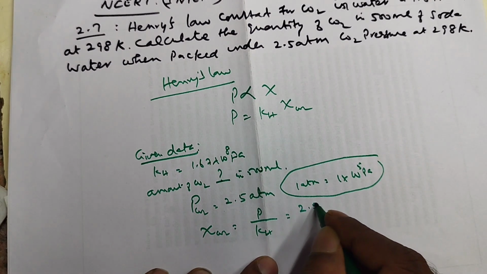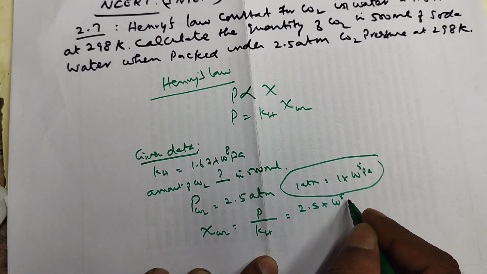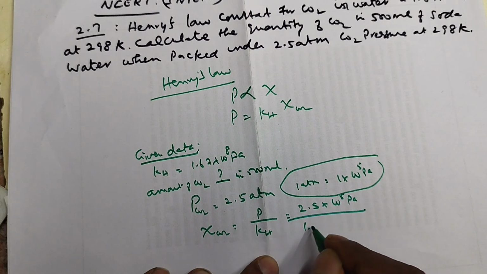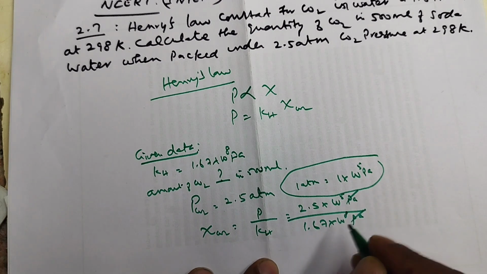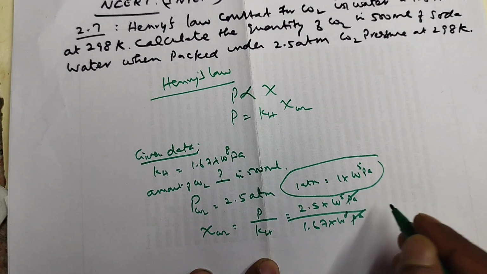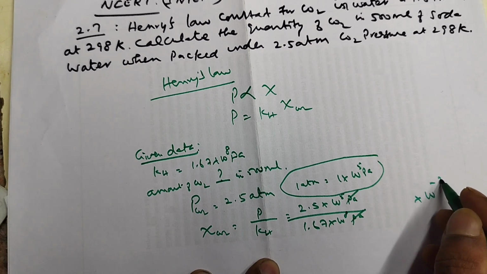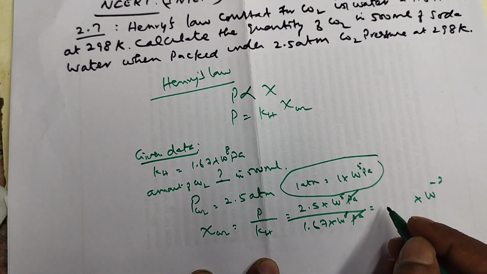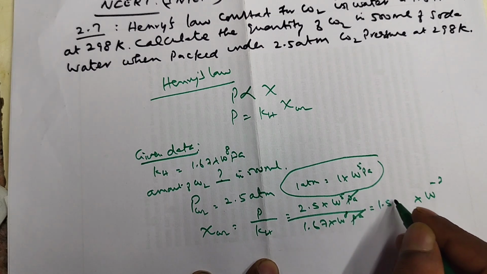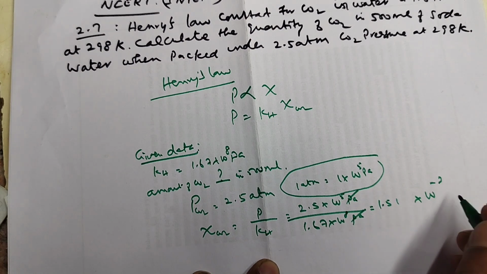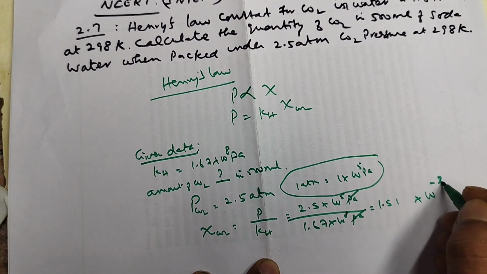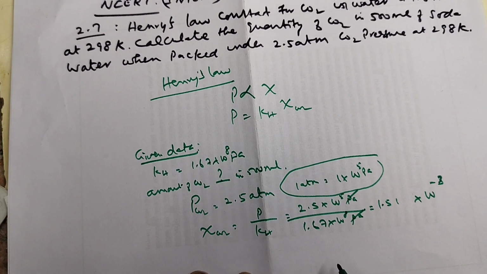P is given as 2.5 into 10 to the power of 5 pascals by 1.67 into 10 to the power of 8 pascals. Pascals you can cancel. So 10 to the power of 8 is there, so it comes to 10 to the power of minus 3. If we simplify this, we get approximately 1.5 into 10 to the power of minus 3. So here the mole fraction of carbon dioxide is found.